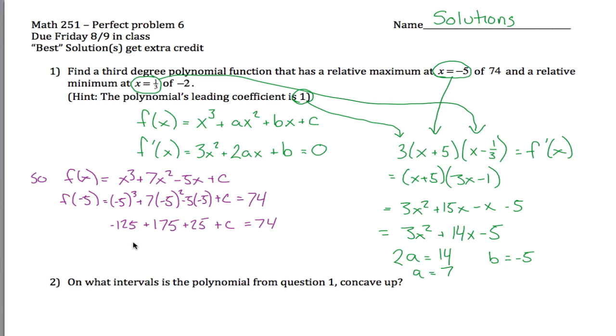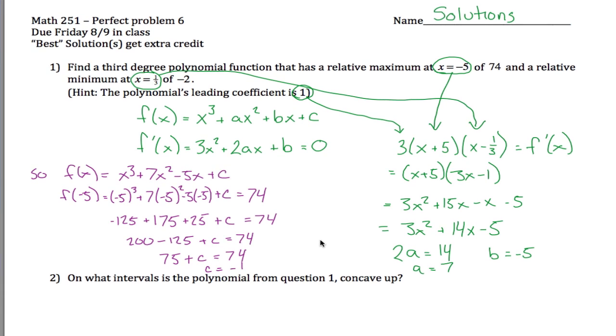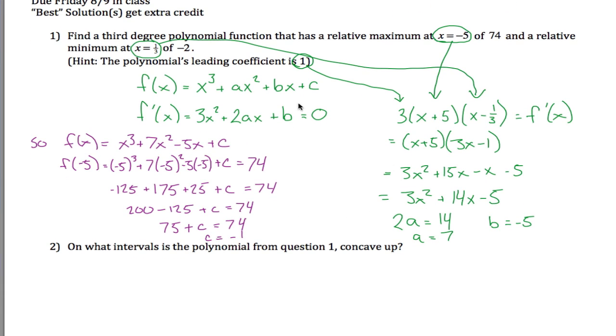So let's see here. This is saying 200 minus 125, 200 being 75 and 25, minus 125 plus c equals 74. 75 plus c equals 74. C is equal to negative 1. So we figured out our polynomial. F of x equals x cubed plus 7x squared minus 5x minus 1.